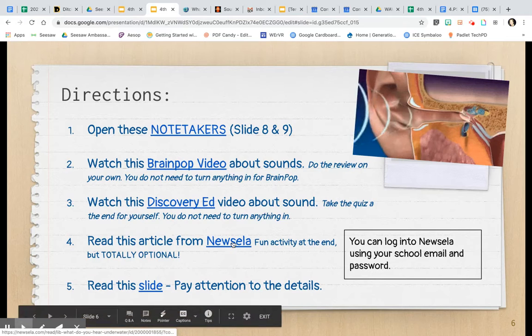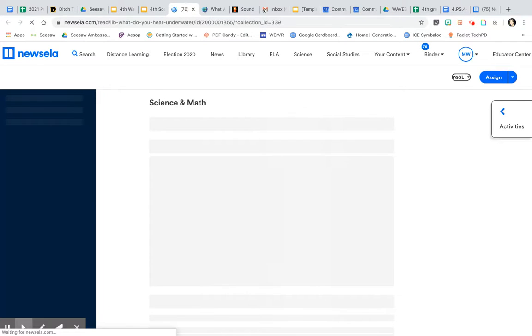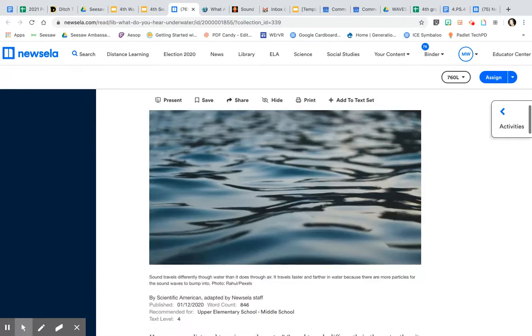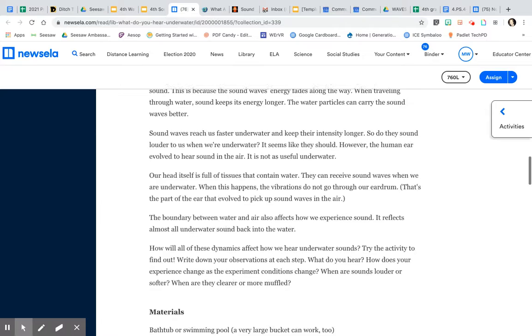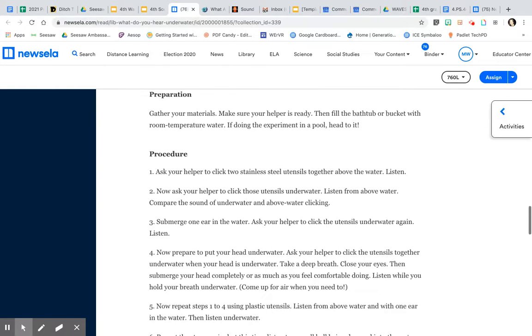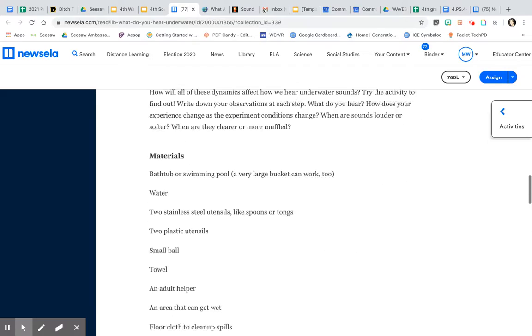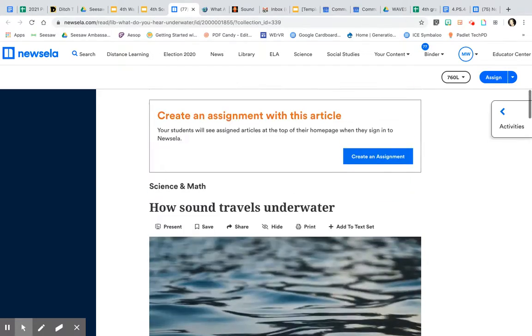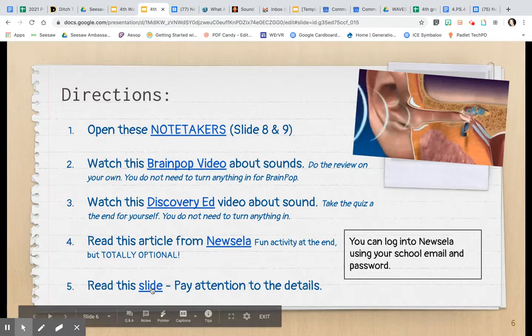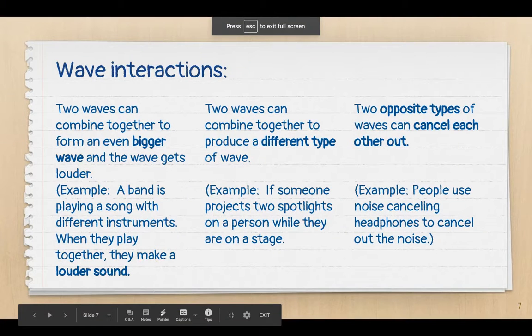Number 4, read this article from Newsela. This article is all about how sound travels through water. You'll log in again to Newsela with your email and password. There is a very fun activity here on the bottom, but it's completely optional. Make sure you have adult supervision or adult permission to do this activity, although I think it would be quite a fun activity. And finally, you need to read this slide.